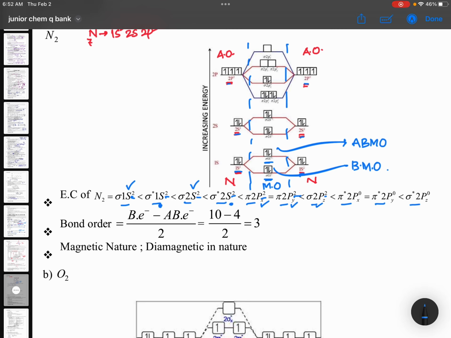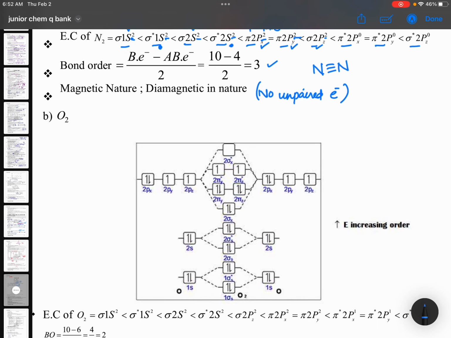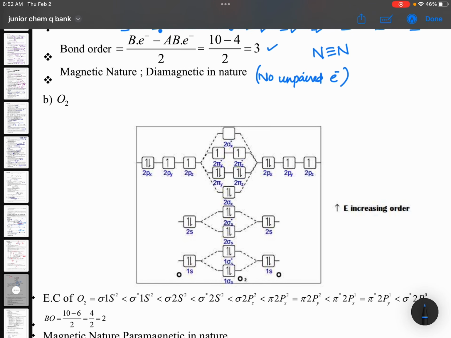No unpaired electrons is diamagnetic. Clear? And now the oxygen. Oxygen is a little special because a slight change in order is there. sp mixing is not possible here, so a slight change in order will be there.